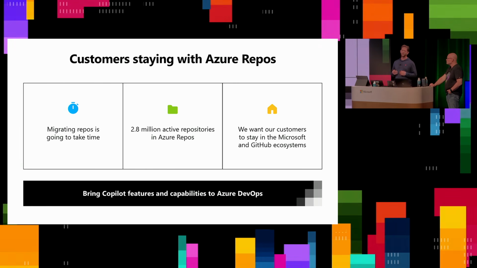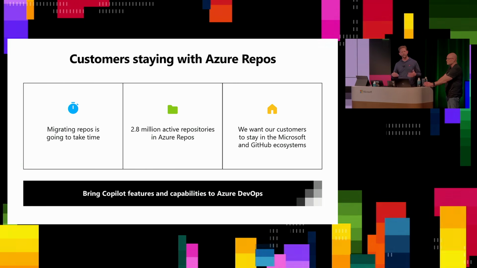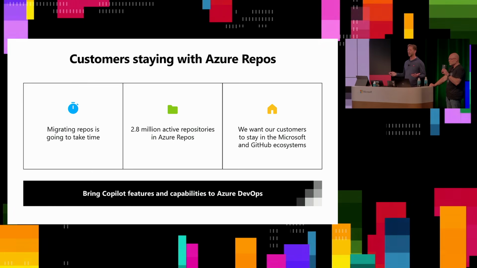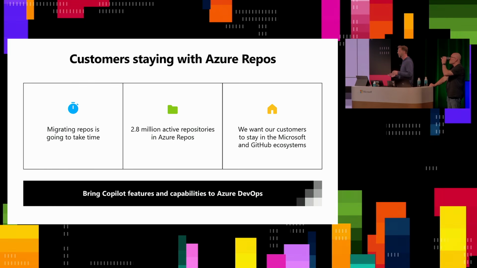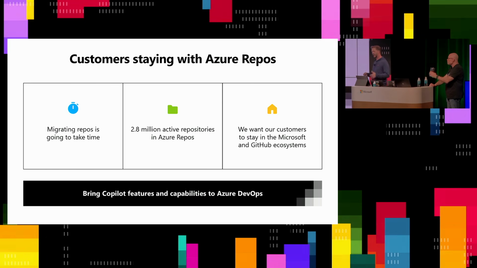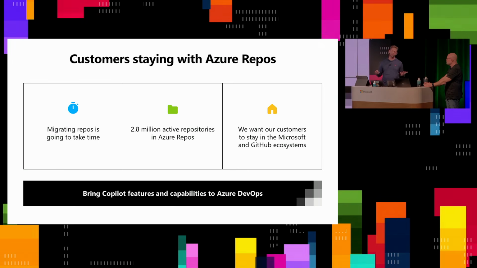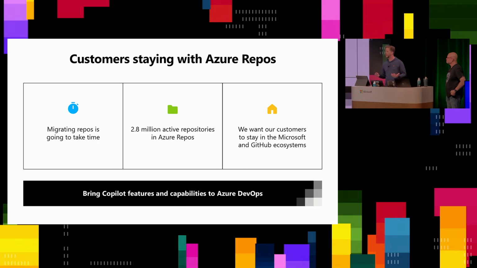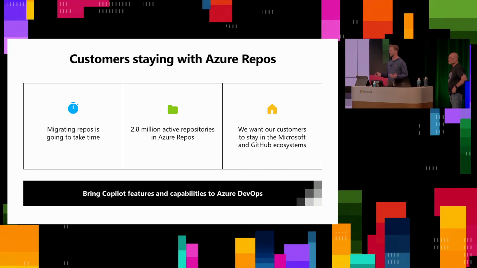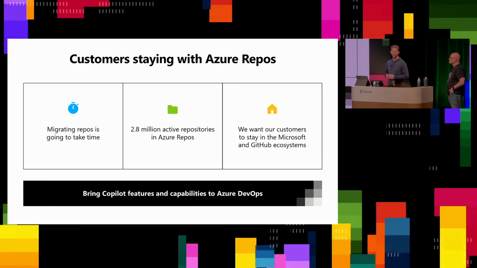Our job is to make sure that people who are staying in Azure Repos are happy. So the idea is to bring some of these Copilot features into Azure DevOps to keep people where they're at. The last thing we want is for you to start looking at other tools to get out of the Microsoft and GitHub ecosystem. So we want to bring some of these things to you.